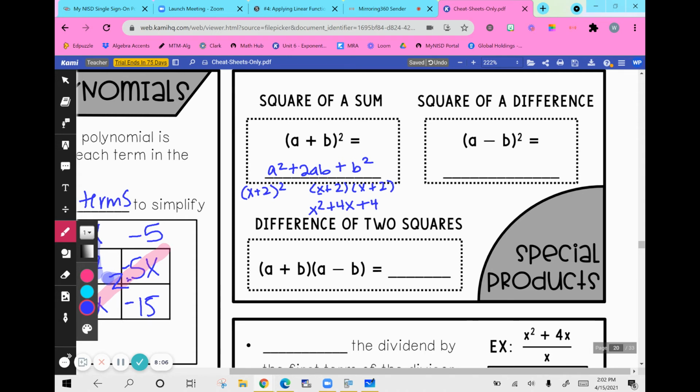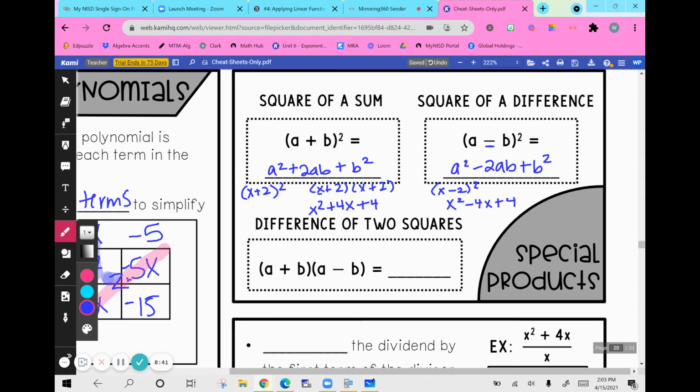For square of a difference, oh my goodness, square of a difference is a squared minus 2ab plus b squared. So similar thing, except you have this negative sign, so that's why the 2ab becomes negative in that one. The same kind of example here, you would end up getting x squared minus 4x plus 4. So that's the only difference, is that you would have minus 4x instead of plus 4x.